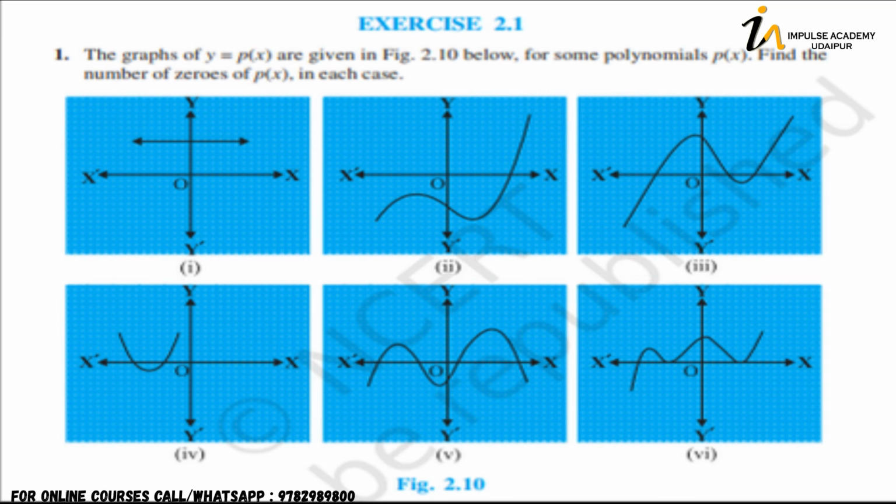In the first part, it is not cutting the x-axis, therefore there will be no zeros. In the second, it is cutting only one time, so there will be one zero. In the third, it is cutting three times, so there will be three zeros. In the fourth, it is cutting two times, so there will be two zeros. In the fifth, the x-axis is cut four times, 1, 2, 3 and 4, so there will be four zeros. In the sixth part, it is cutting three times, 1, 2 and 3, therefore the number of zeros will be 3.